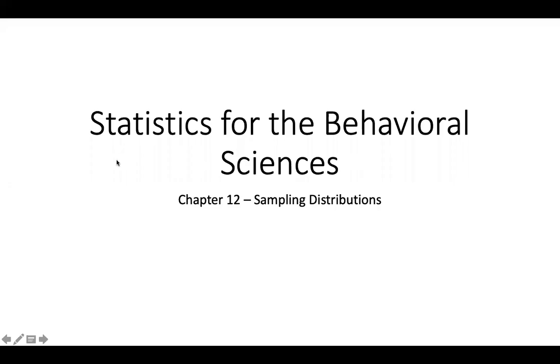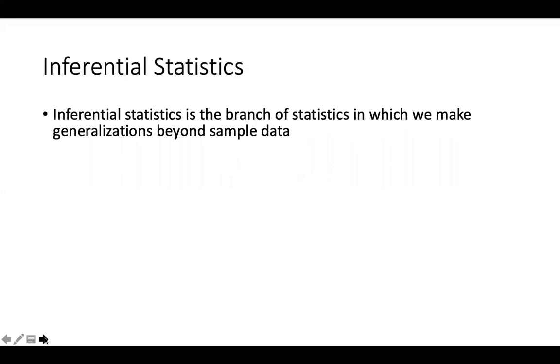Okay, welcome to our next topic. This is chapter 12's content on sampling distributions, which is now going to take us even further into inferential statistics, which is the branch of statistics we've already been working with in chapter 10, where what we want to do is take sample data and make generalizations beyond it, right?